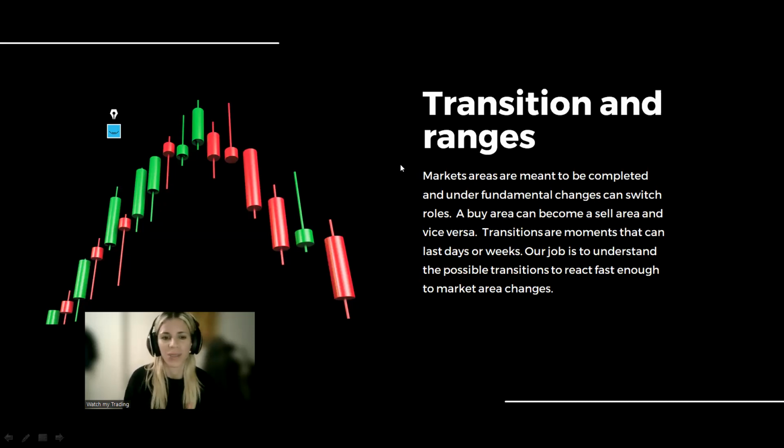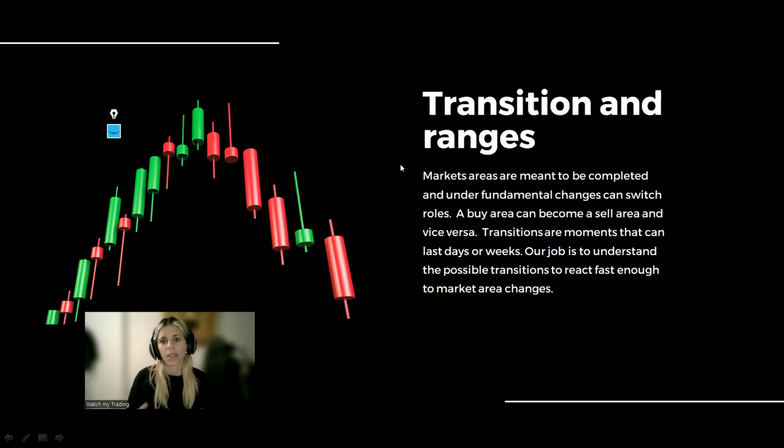Those are the intervals. But now, what about the transition? What about those moments where you do finally have the important lows and the important highs, and the market is about to change from buyer market area to seller market area, and the opposite? Of course, under macroeconomic conditions, under geopolitical situations, under war situations, economic situations, and all of that.